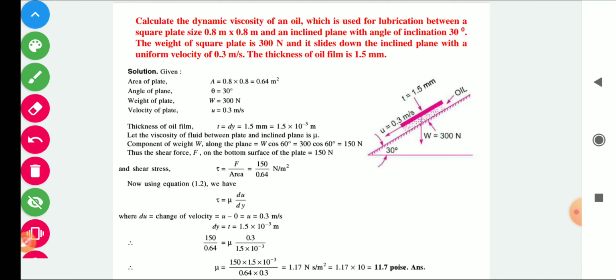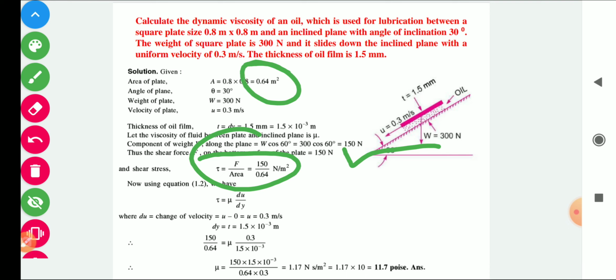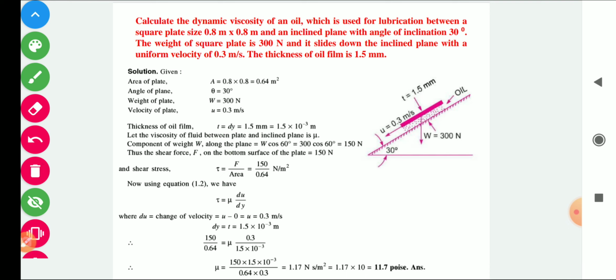Now shear stress is equal to force per unit area, and force we have already calculated as 150 Newton and area is 0.64 meter square. So if we put value of force and area in this equation, then we can calculate the value of shear stress, that is equal to 150 upon 0.64 Newton per meter square. Now to calculate the viscosity of the fluid, we can use Newton law of viscosity. Here we have calculated value of this shear stress tau.